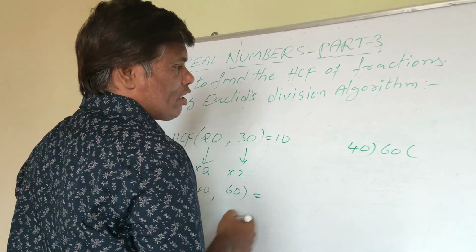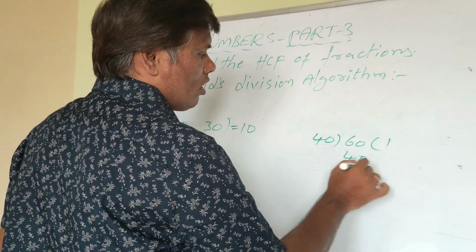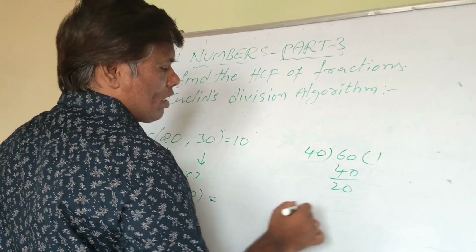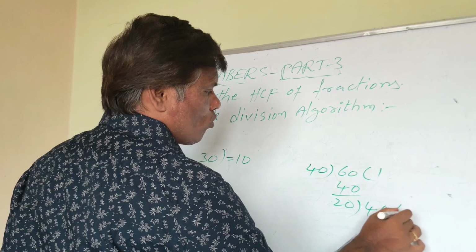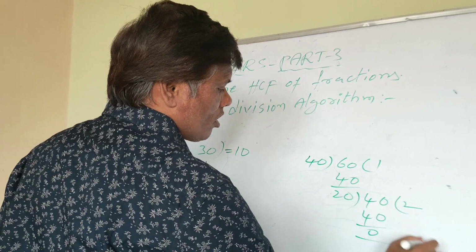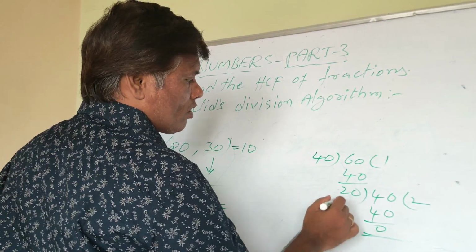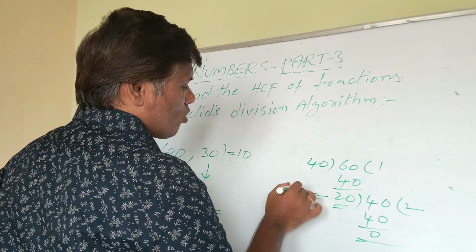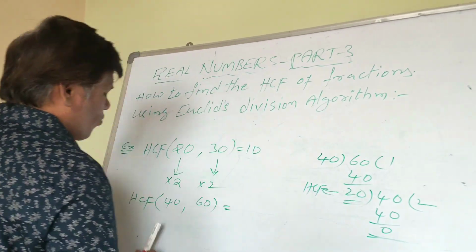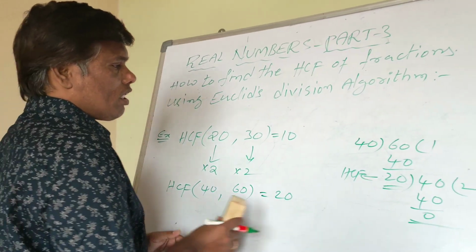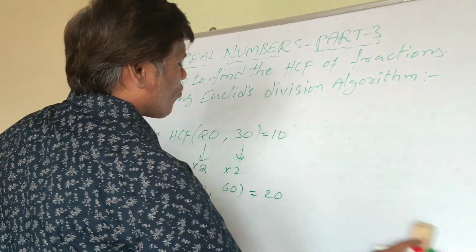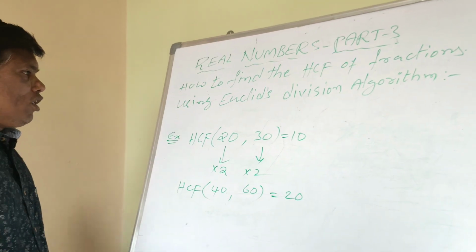Larger number 60 divided by 40. 40 × 1 is 40. So the remainder is 20. So the remainder is not 0, so again you do the division. Write 40 here and do the division. 20 × 2 is 40. So the remainder is 0. So in step 2 the remainder is 0, so this divisor will be the HCF. So what is the HCF of 40, 60? It is 20. So from this, what do you observe?